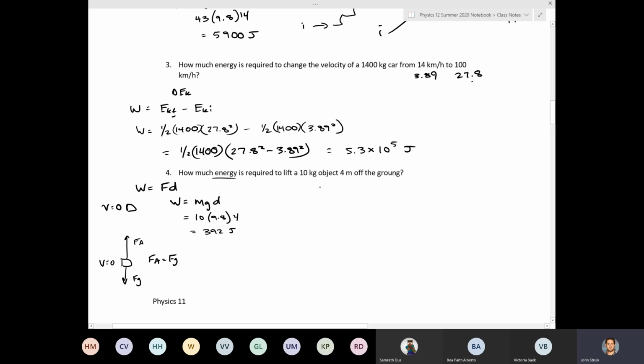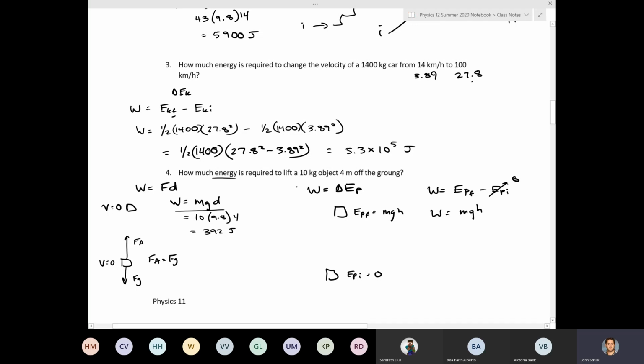If we do it like this, where it's a delta EP, because the object is starting on the ground and then ending 4 meters above. So initially it's on the bottom where EP initial is 0. And then the final position is where EP final is mgh. So delta EP, so work equals EP final minus EP initial, which we already know is 0. So work equals EP final, which is mgh. If you look at the two formulas, we have mgd on one side and mgh on the other side. They're the exact same thing. So if you do it both ways, you'll still get the same thing.